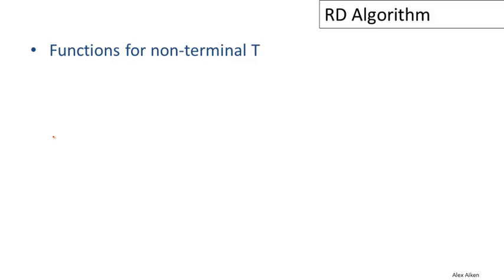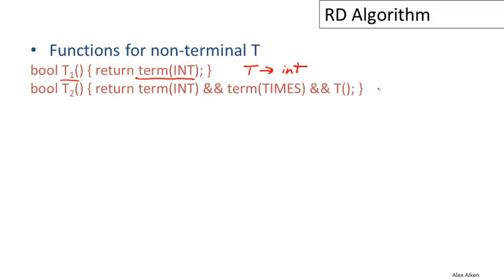So now let's turn our attention to the non-terminal T. There are three productions. The first one is that T goes to int, and that's a simple one to write. We just have to match the terminal int. So the next thing in the input has to be an integer, and if it is, then T1 succeeds. T2 is slightly more complex. That's the production int times T.